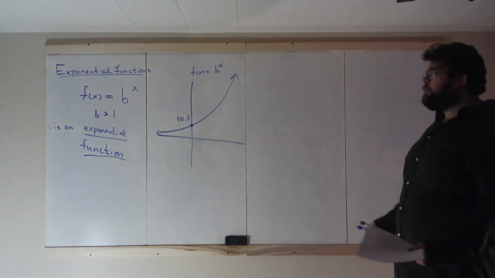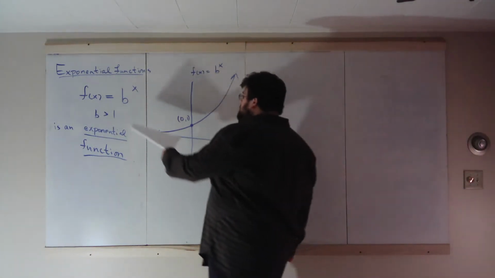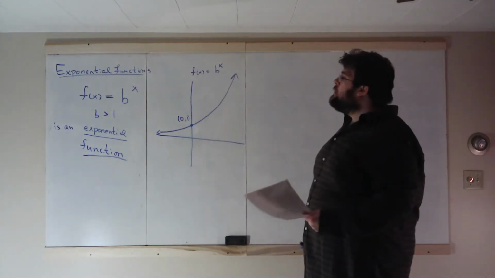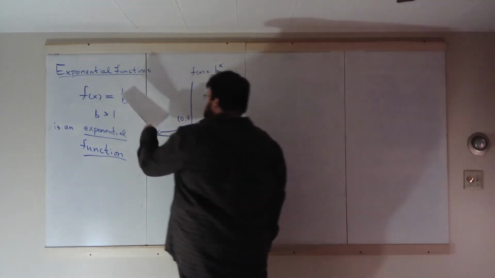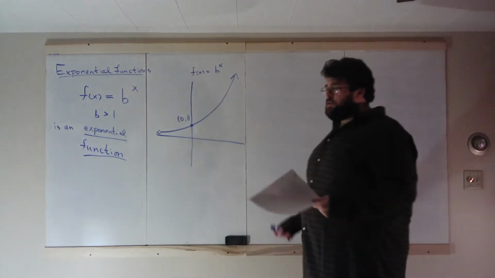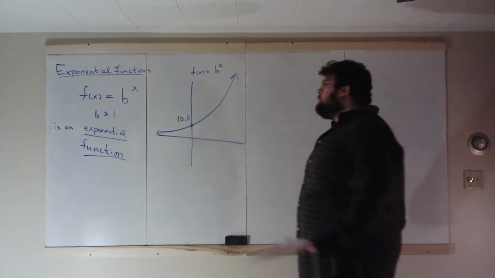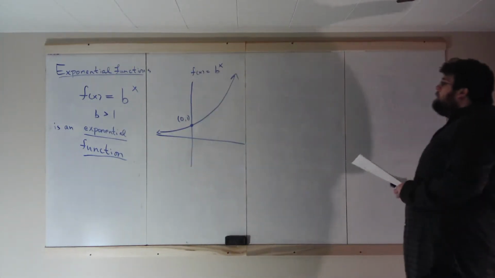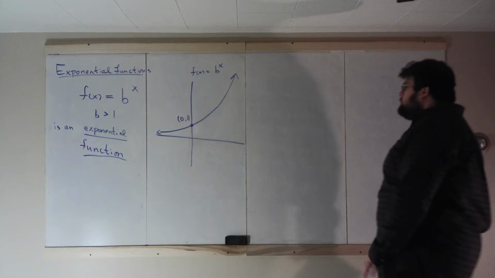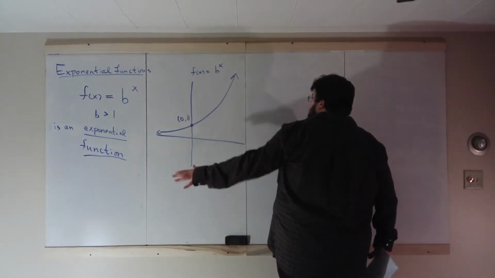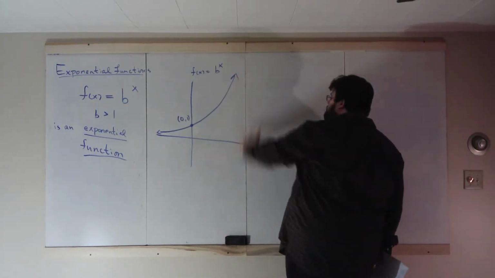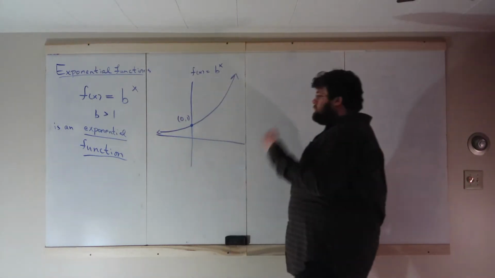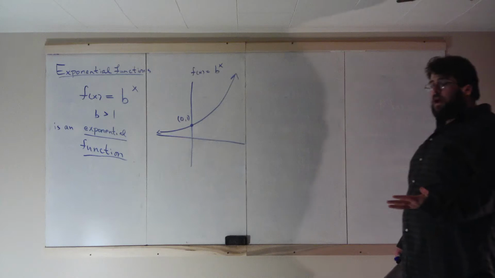An exponential function is of the form b to the x, where b is a number larger than 1. X is our variable. Notice the x is in the exponent and a number is in the base. We call this an exponential function. The graph of an exponential function looks like this. In the positive direction, it grows pretty fast. In the negative direction, it approaches 0, but it always stays above the x-axis.